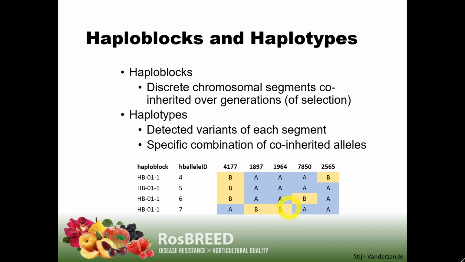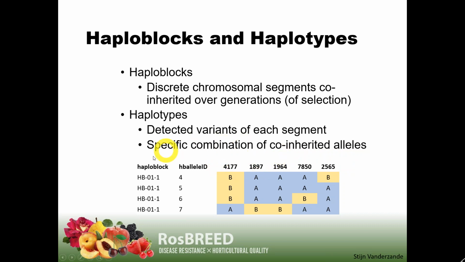That chromosomal segment is then characterized or assayed by multiple markers that are on that segment. So in this example, a haploblock would contain multiple markers, and in our case here, haploblock 1.1 means, in the way that we name our haploblocks, the first haploblock on chromosome 1. That chromosome segment would have 5 of our markers on it. So that's a haploblock, and then haplotypes are the alleles of the haploblock. They're the variants of each segment, so it's a specific combination of our alleles.